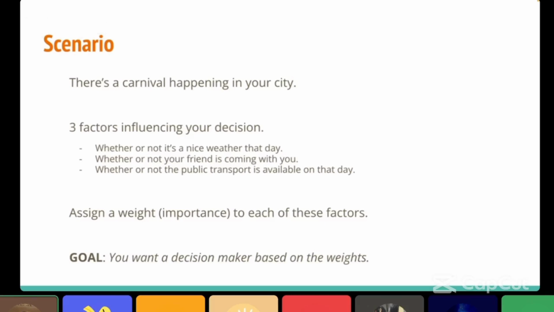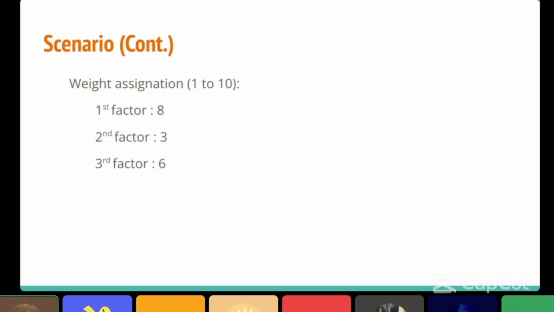Now, based on these weights, or this importance that we have selected, we need some sort of decision maker, some sort of programming. Of course, we can do this using traditional rule-based programming, but let's try to use a single neuron for this. Before that, let's look back at our weight assignation. Let's limit the weights to from 1 to 10. The first factor, like I said, is obviously the most important one, so we put it as 8. The second factor, whether or not your friend is coming, is not that much of an influence, so we put it as 3. The third one, public transport, is the second major influence, so we put it as 6.